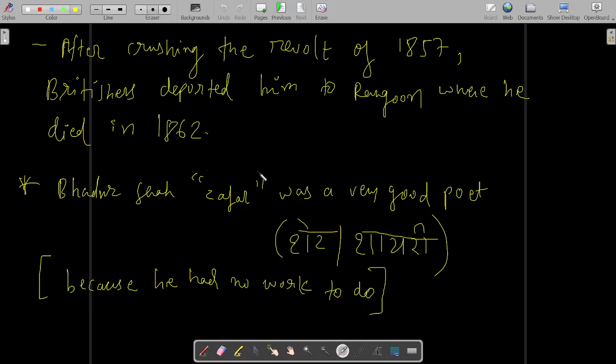Bahadur Shah Zafar was a very good poet. He used to do Sher Shairi, he used to write poems. Why was he a very good shayar? Because he had no work to do at all. Everything was with the British East India Company. He was a helpless king, so he had no work to do throughout the day. So he used to just write poems and pass his time.